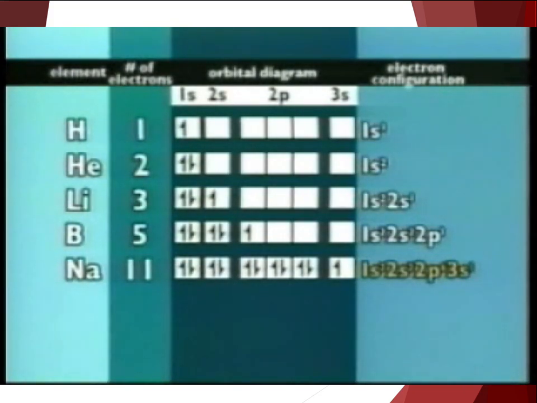Even without looking at the orbital diagrams, the notation alone tells us that sodium fills the 1s orbital, the 2s orbital, all 3 of the 2p orbitals, and sends its unpaired electron to the 3s orbital.